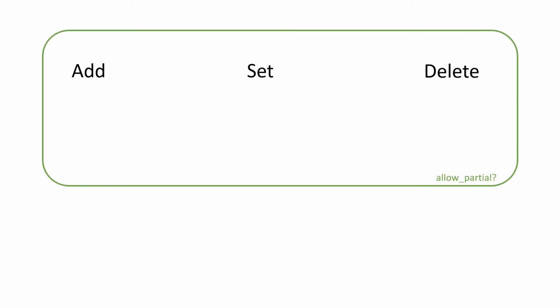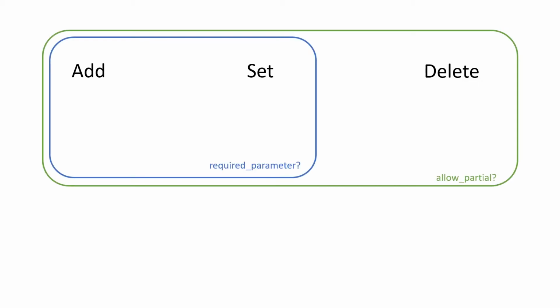There are three USP messages that are used to change the state of an agent's service elements: add, set, and delete. Since these messages can be used for a number of different use cases, they contain mechanisms to ensure that the controller is able to configure service elements through the agent in a way that guarantees the state it is trying to achieve. These mechanisms include the allow partial and required parameter flags in these messages.